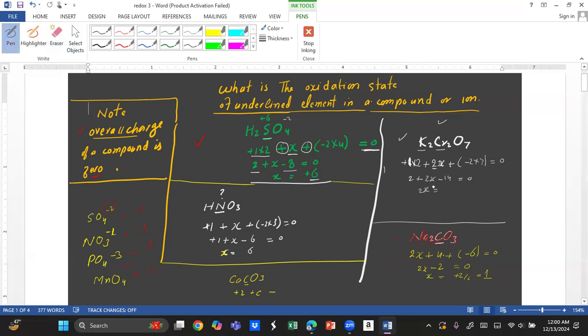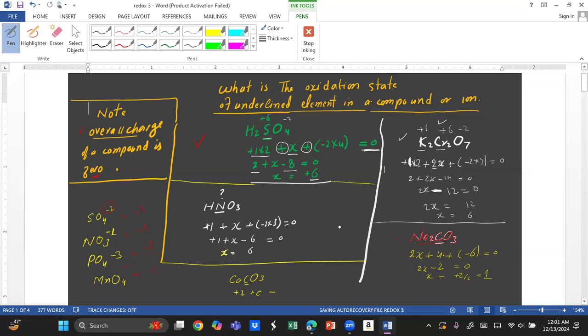So here, students, 2x minus 14 plus 2, the answer will be minus 12, is equal to 0. 2x is equal to 12 and x will be equal to 6. The oxidation state of chromium is 6, oxygen is minus 2, potassium is plus 1.